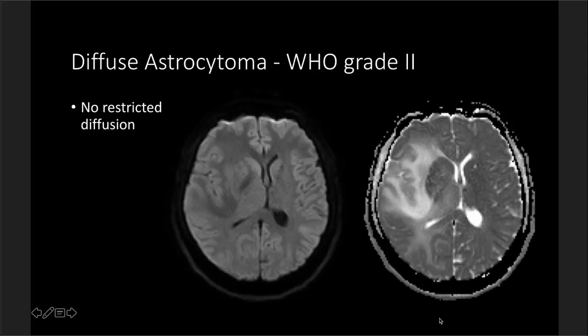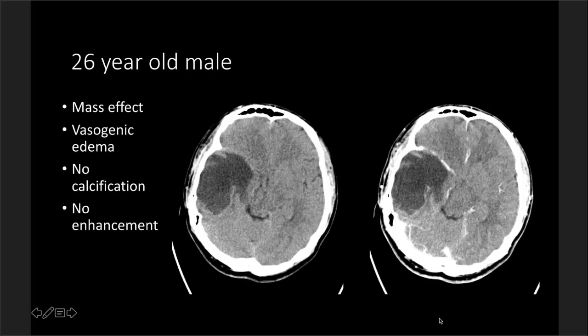Next case, 26-year-old male. Here we have a head CT without contrast and with contrast. So we can see a low density, hypoattenuating mass in the right temporal lobe. It's expanding the temporal lobe. It's causing mass effect, displacing the frontal lobe, displacing the midbrain. And we have vasogenic edema. Here's some of the vasogenic edema in the white matter sparing the cortex. There's no calcification in this mass, and there's no enhancement in the mass on the post-contrast images.